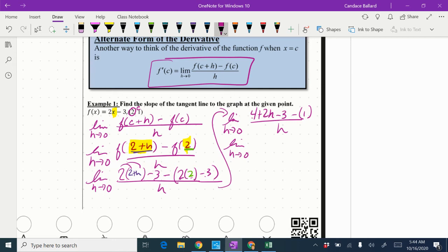So let's see, I'm seeing 4, I'm seeing -3 and -1. -3 and -1 is -4, meaning these guys cancel. So I just have 2h over h. And then you'll notice my h's cancel, so my limit has to be equal to 2.